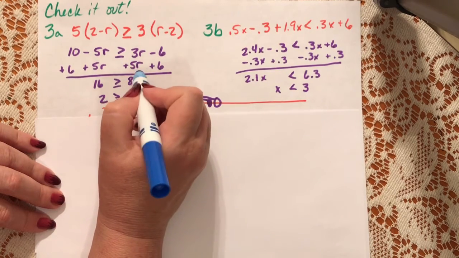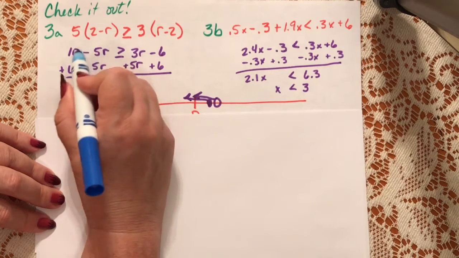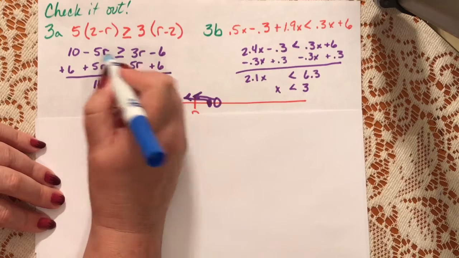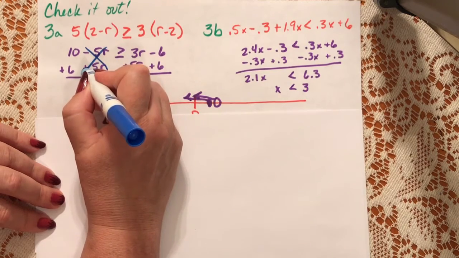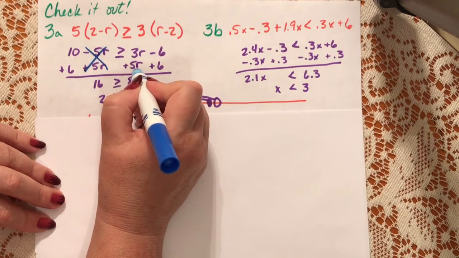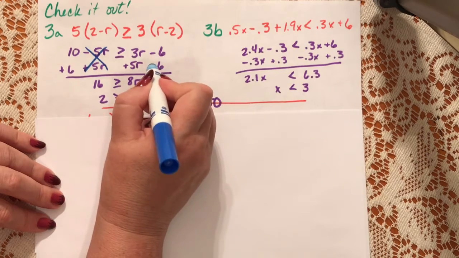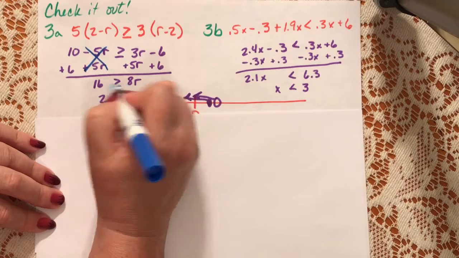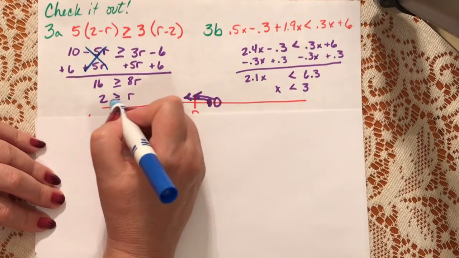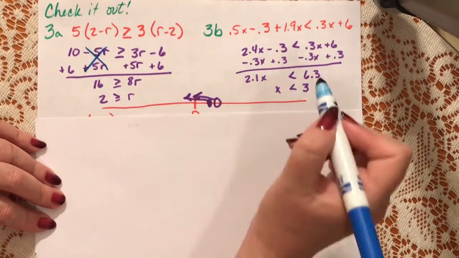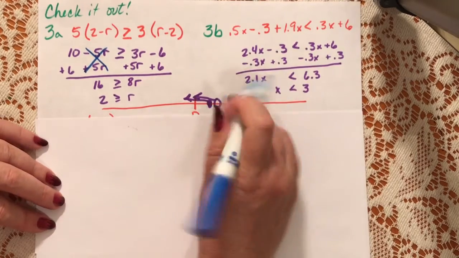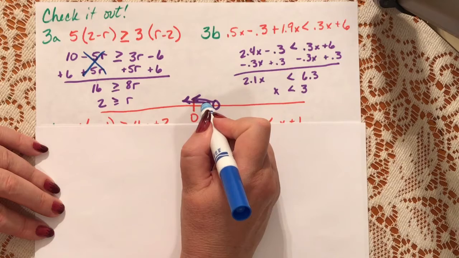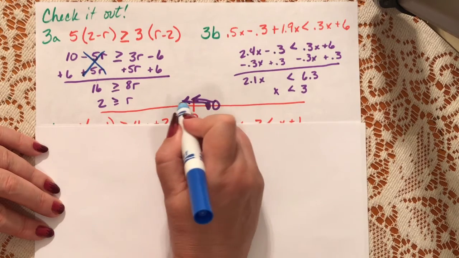I'm going to take my negative r's and I'm going to put them on this side. So I'm going to add 5r to both sides so that this is gone, which means I need to get rid of this 6, so I'm going to add 6 to both sides. So I end up with 16 equals 8r, and I divide each side by 8, and 2 is greater than or equal to r. So I've got a 2 on our number line, solid, and r is smaller than that.